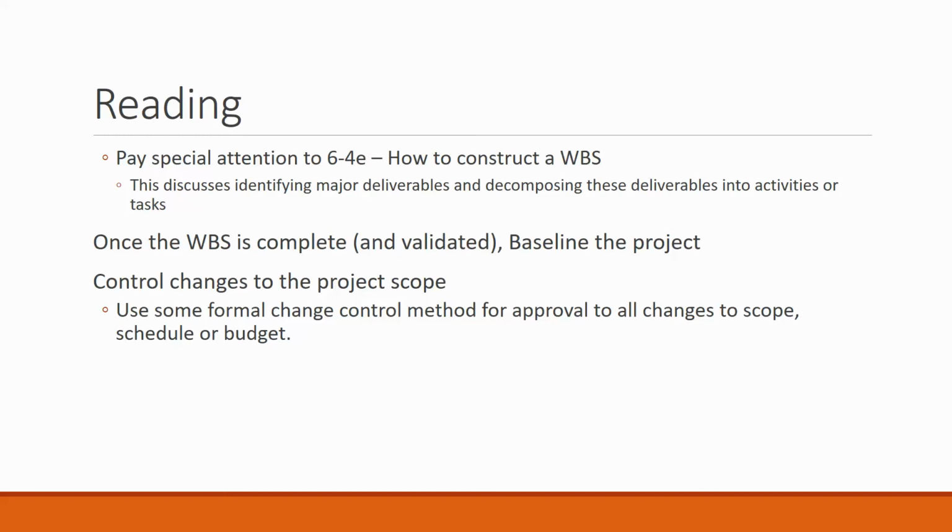Once your work breakdown structure is completed, we validate that, and how do we validate it? We check with our customer, we check with our user or our sponsor, and we get permission and approval, and we say, yeah, is this correct? Did we do what you thought we were going to? Are we going to do what you think we're going to do? So we validate our work breakdown structure, and then we baseline it. So you want to make sure what it means to baseline a project. And then, of course, we want to control changes. We want some kind of formal change control method so that we make sure we do not get out of scope, schedule, or budget, that we don't mess up that triple constraint.